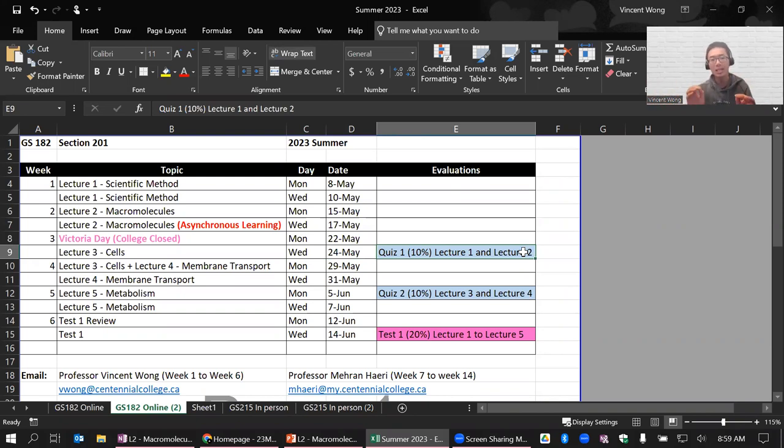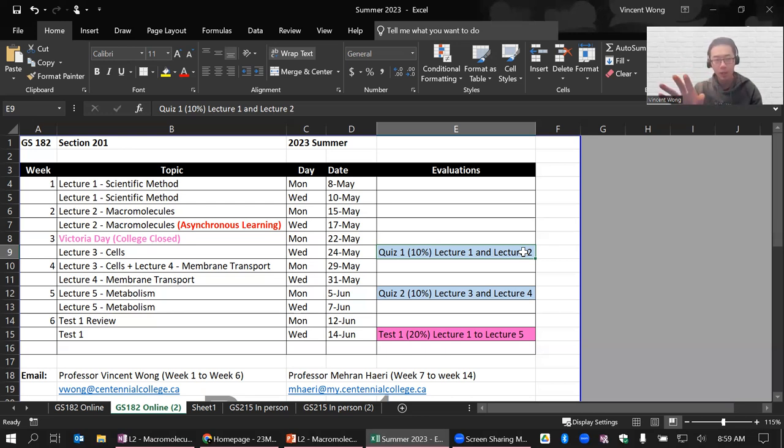The quiz is available from 6 a.m. in the morning all the way until midnight, 11:59 p.m. So you have the whole day to access the quiz. Once you start the quiz, though, the timer will not stop. So you will have 45 minutes to finish the quiz. Make sure that you are in a quiet place with no interruption.